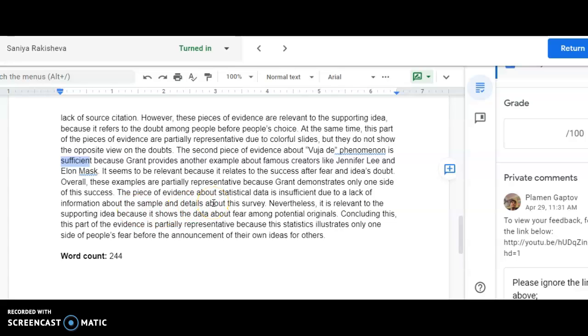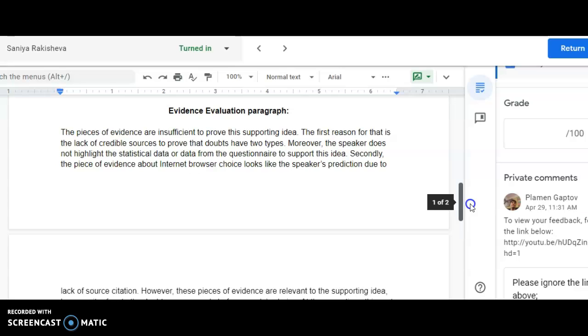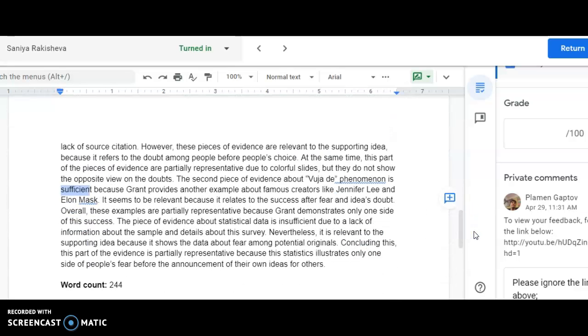So it became a little bit difficult to read this paragraph because you're going from sufficient to representative, then back to sufficient, because you're talking about the different pieces of evidence separately. I think the best way to do that, just talk about all the evidence together. Is it sufficient? So you don't end up zigzagging here. Okay.